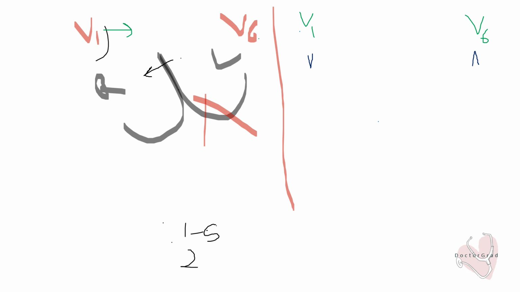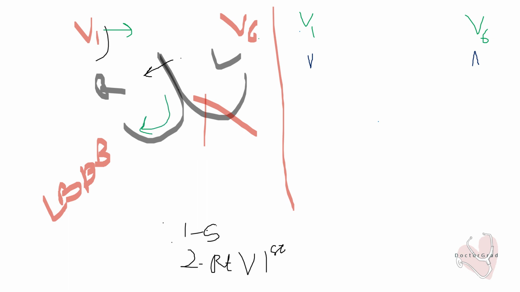Now the second part is the ventricles getting depolarized. Which ventricle will get depolarized first here? The right ventricle will get depolarized first, because the left side is blocked. Remember, we are talking about LBBB, left bundle branch block. So the right ventricle will depolarize first.